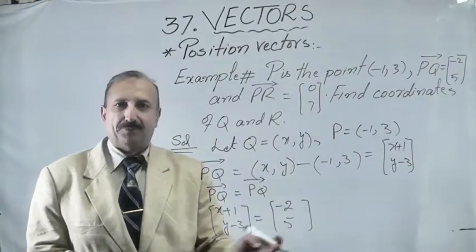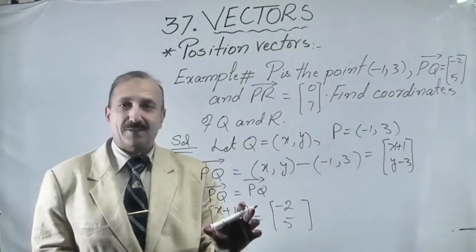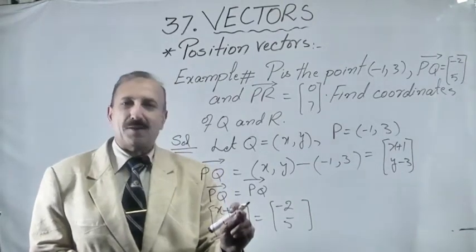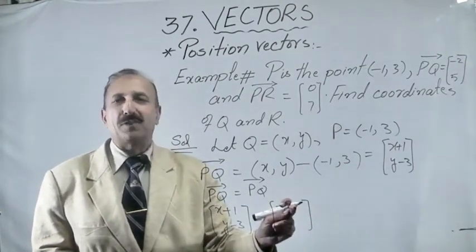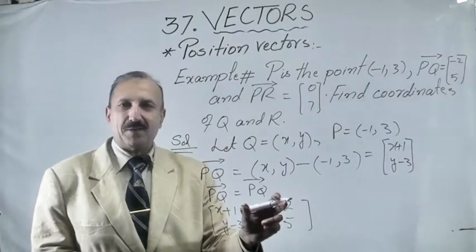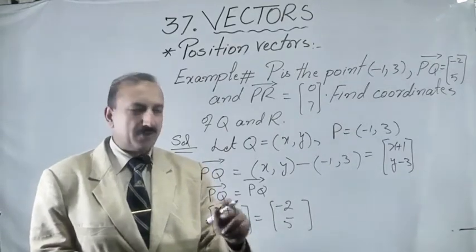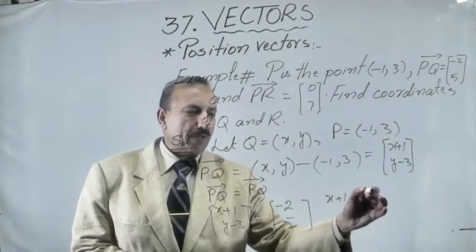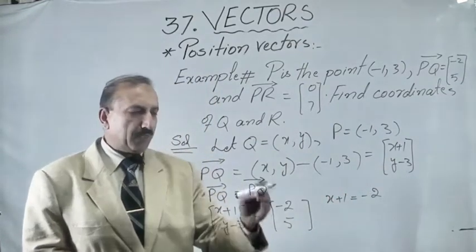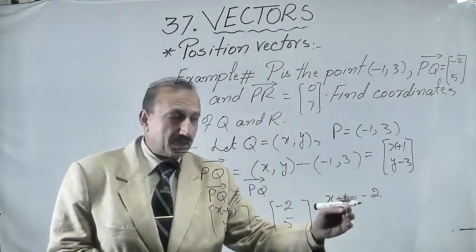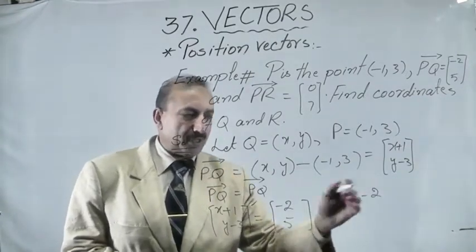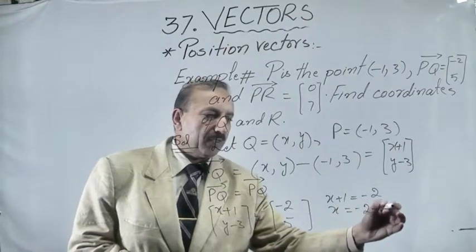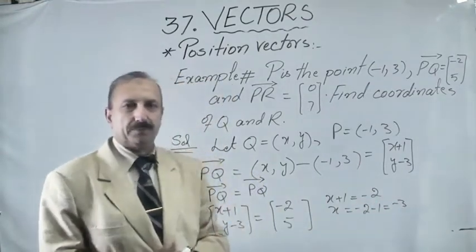This statement shows that this column vector is equal to this column vector. It means first component is definitely equal to first component. Let's equate them and solve for the value of this unknown x. Here is x plus 1 is equal to minus 2. And if we simplify, solve this equation, transfer 1 to other side, this x will be equal to minus 2 minus 1. Its value is minus 3.